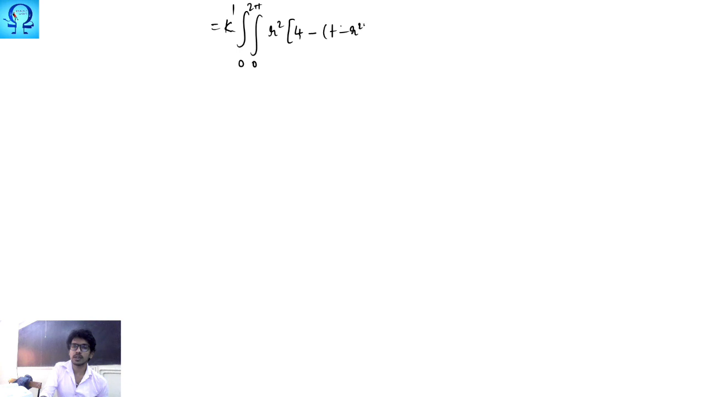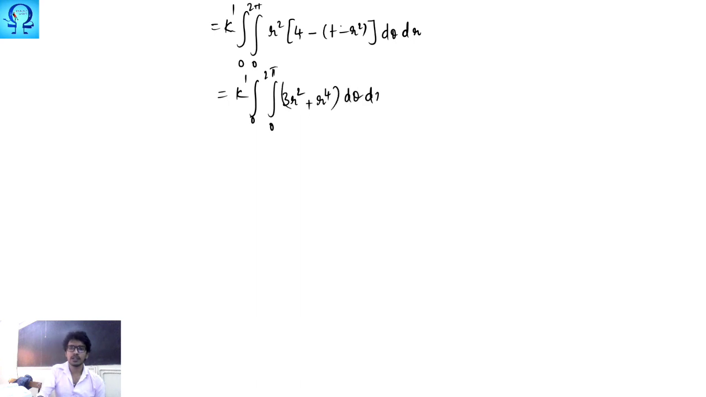So when you substitute the limit, you are going to have k multiplied with integral 0 to 1, integral 0 to 2 pi. Already you have r squared. When you substitute the limit, you are going to have 4 minus of 1 minus r squared d theta dr, right? So it is k integral 0 to 1, integral 0 to 2 pi, it is 4r squared, actually when you do things, it is 3 plus r squared, so it is going to be 3r squared plus r power 4 d theta dr.